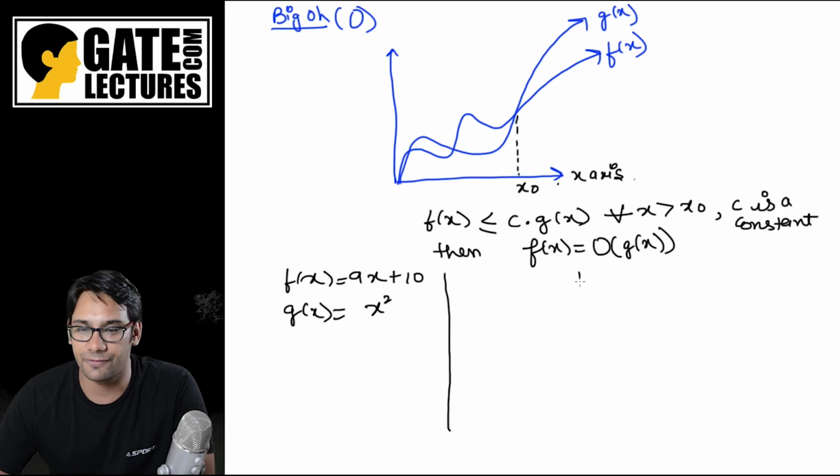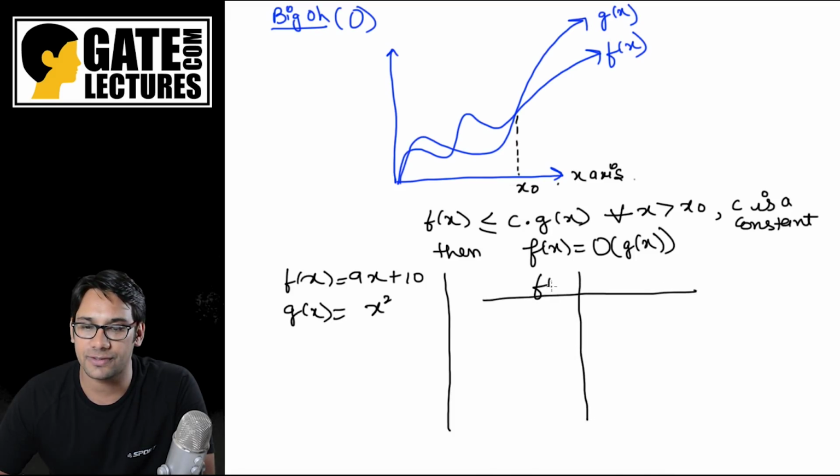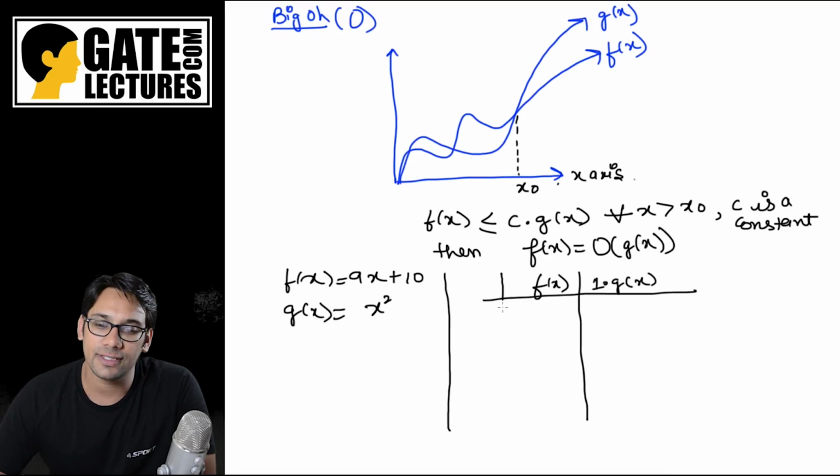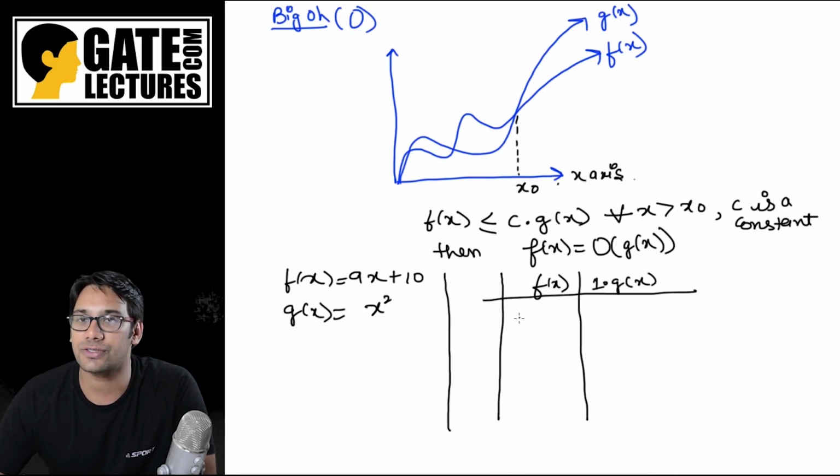Okay, so if we compare these two functions like this, this is the function f(x), this is the function 1 dot g(x) because the value of c is 1. Now let us see how these functions are growing, or at what point of time can we say that g(x) is greater than f(x). Assume the value of x is 1. Then the value of f(x) will be 19 and the value of g(x) will be 1 only.